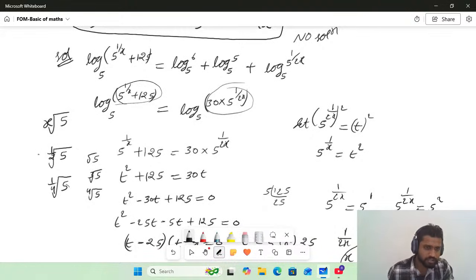This is not allowed. While writing such roots, a fractional power is not allowed. 5 power 1 by x is written as x-th root of 5. If we place x as 1 by 2 here, this is not satisfying. While writing such roots, we cannot put fractional values; only natural numbers we can give. So this is not valid.